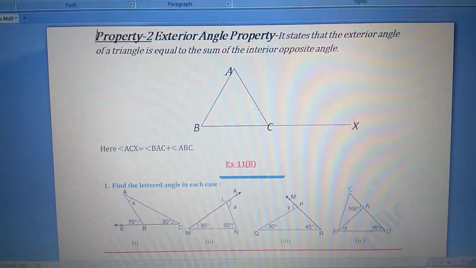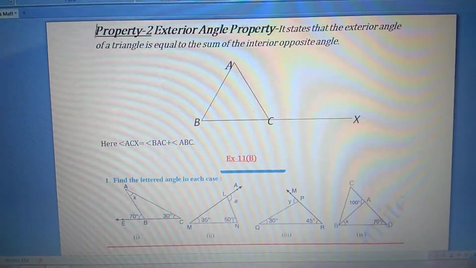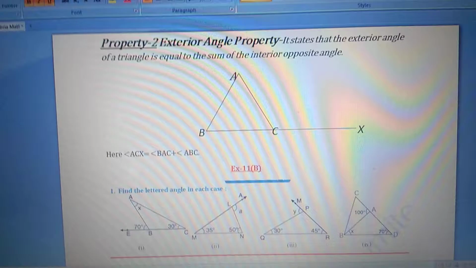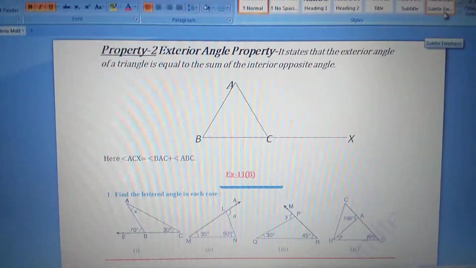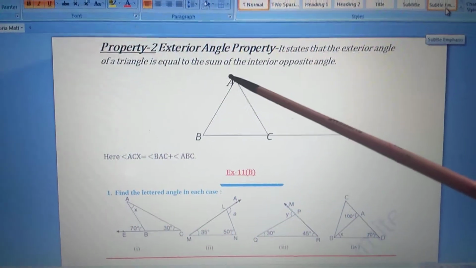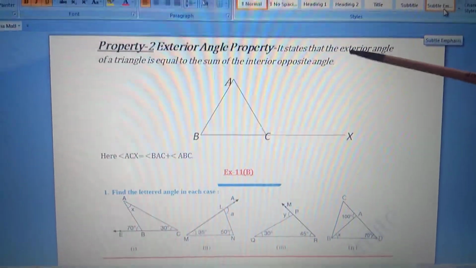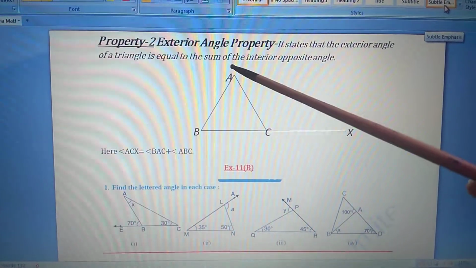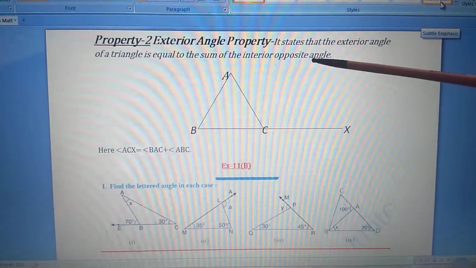As I have told you, this chapter consists of at least 5 properties. In the last class we finished the first property, that is angle sum property. Today we will go to the second property, that is called exterior angle property. So let us see what it states. It states that the exterior angle of a triangle is equal to the sum of the interior opposite angles.